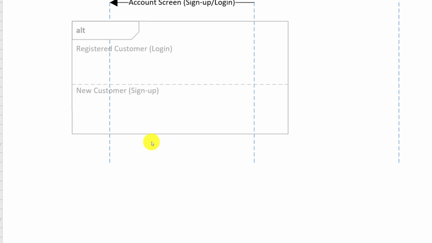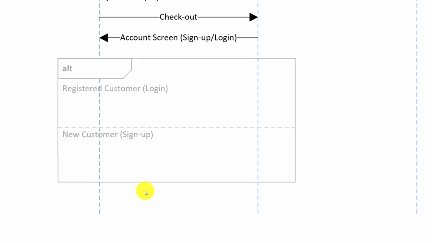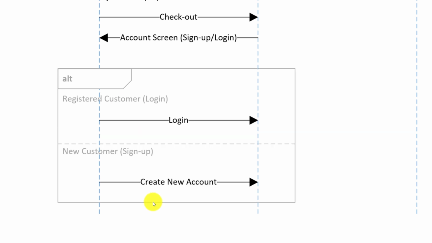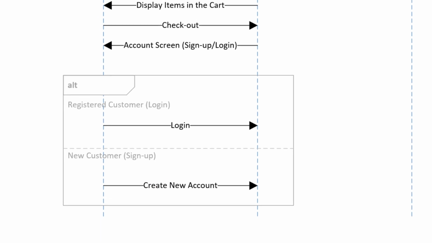After you change the colors to adjust better to other colors in the diagram, you might end up with the block like this, which will have two conditions: for registered customers that would be required to log in, or for the new customers that would be required to sign up. And you can represent alternative actions with login message or create new account message accordingly.